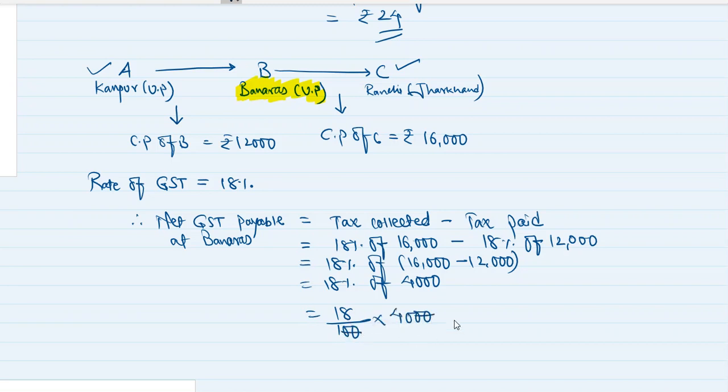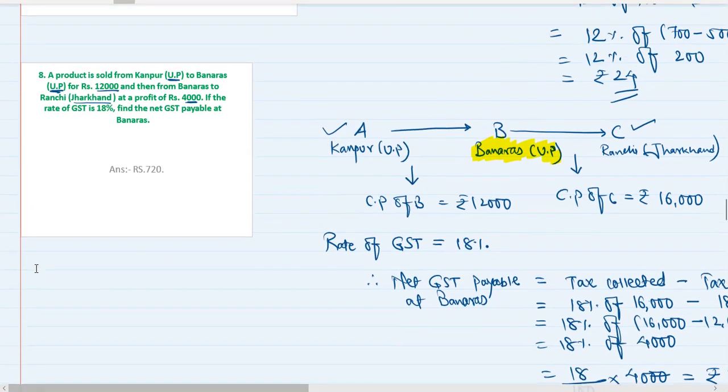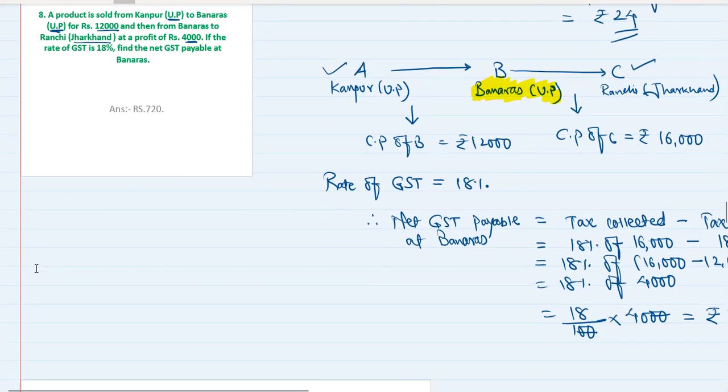So both the zeros get cut. 18 fours are 72, and there is one more zero, so 720 rupees. Rupees 720 is the tax liability or net GST payable at Banaras. Rupees 720. Yes, it is correct. You understood now? Is it easy to understand?